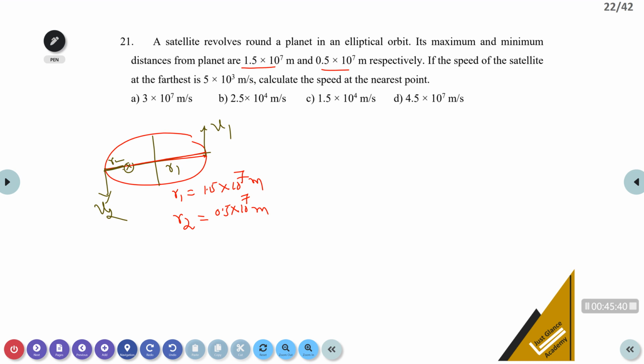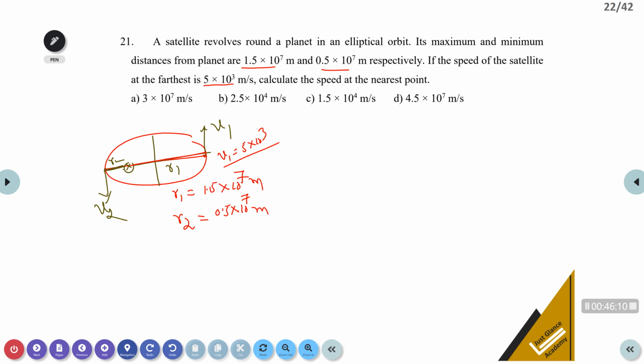Now the question is, which formula do you have to use? If the speed of the satellite at the farthest point is 5 into 10 to the power of 3, you want to calculate the speed at the nearest point. As I told you earlier, the speed is more at the nearest point.